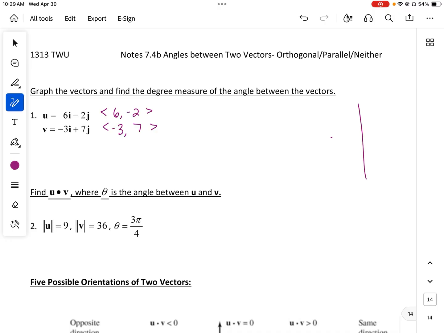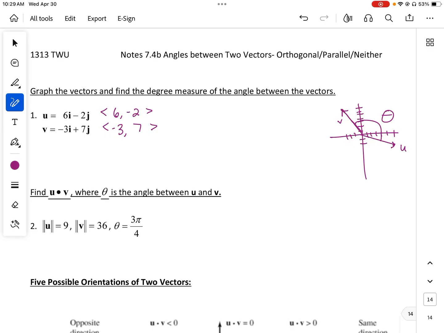So if we think about it, let's just go ahead and graph it. 1, 2, 3, 4, 5, 6, -1, 2. So that would be u. And then <-3, 7>. Well, there we go. And this is v. So we're wanting to know this angle right here. So we know it's obtuse.